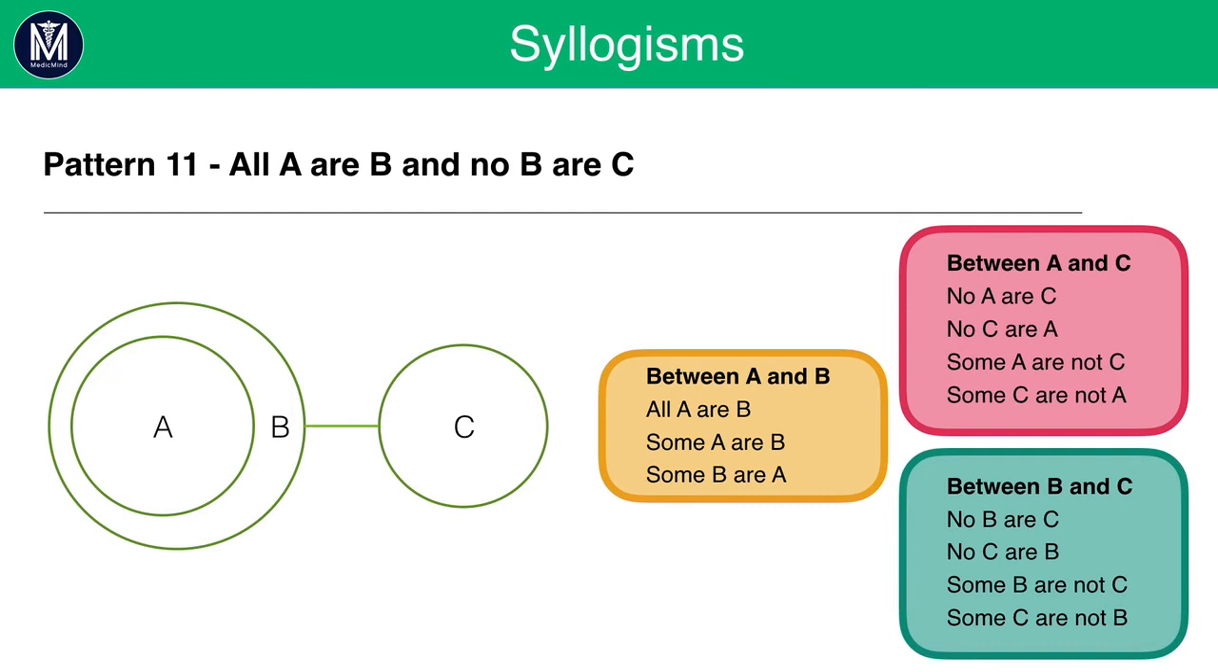If you see any of these statements in a UKCAT question, straight away, it should be very, very clear. If no X are Y, it means no X are Y, no Y are X, some X are not Y, and some Y are not X.